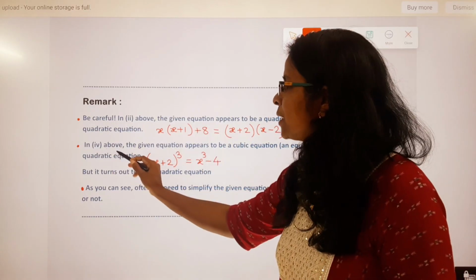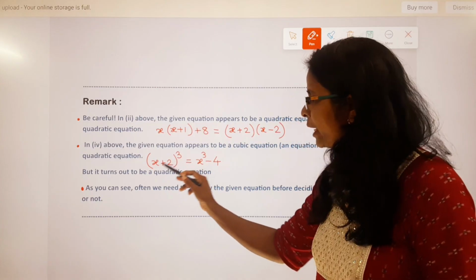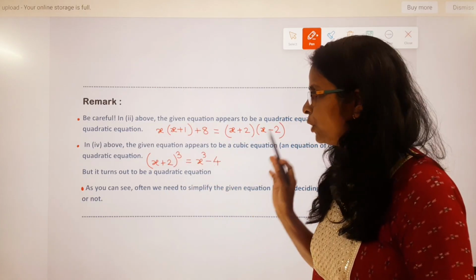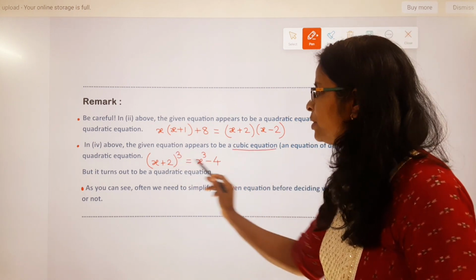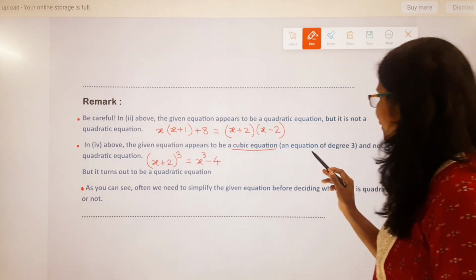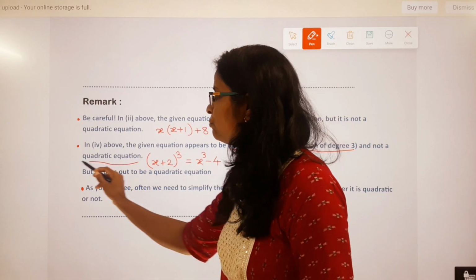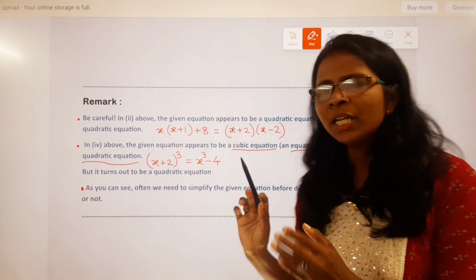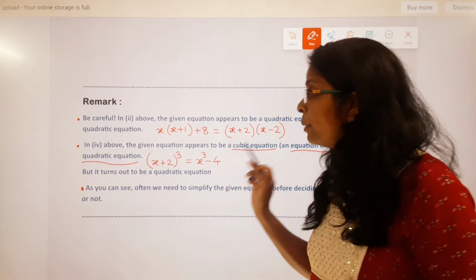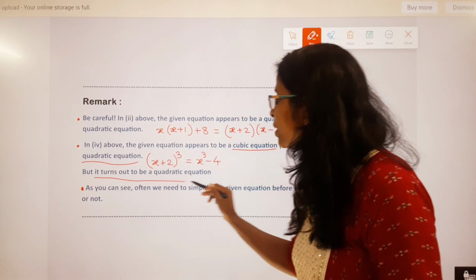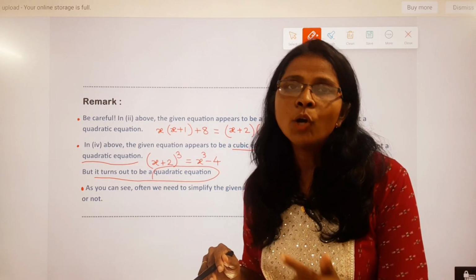Secondly, in the fourth example, the cube of (x plus 2) is equal to x cube minus 4. Here the given equation appears to be a cubic equation, an equation of degree 3, and not a quadratic equation. Observing it first, we can say that it is not a quadratic equation, it is a cubic equation. But it turns out to be a quadratic equation. After solving, it can be converted into a quadratic equation.